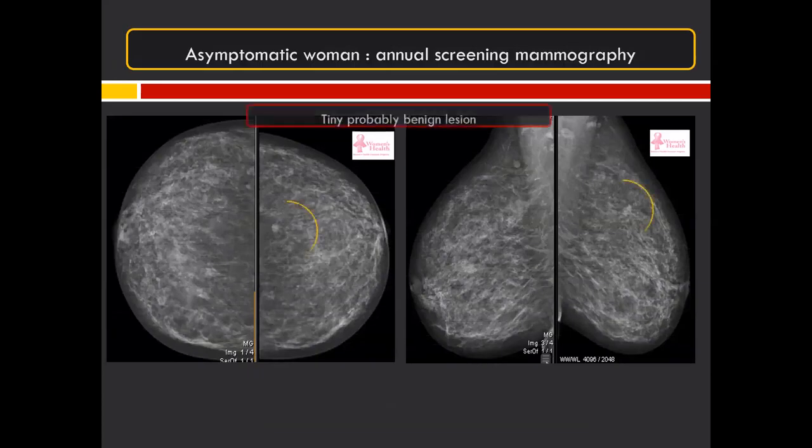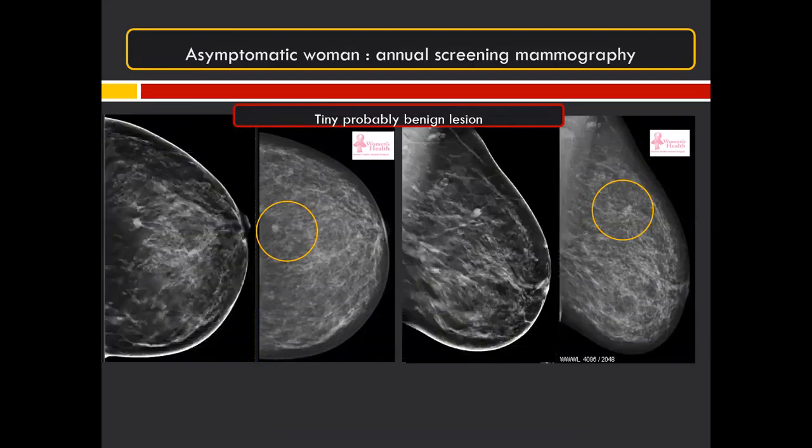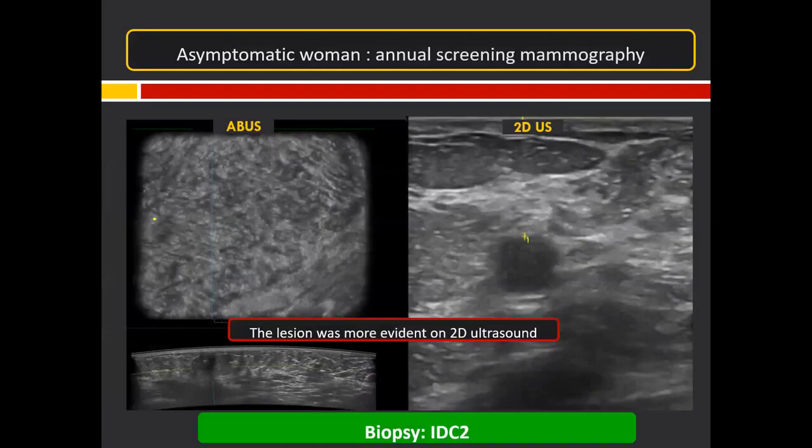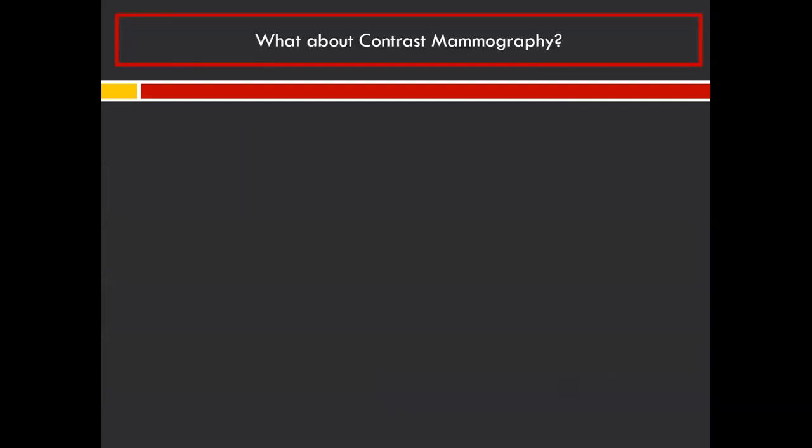This is another case. She had a very subtle lesion seen in the left breast, but it was again difficult to characterize on the mammography. This is how it appeared on the tomosynthesis with a speculated outline. And this is how it appeared on the ABUS and the 2D ultrasound, and it had a desmoplastic reaction with a finely speculated outline, and it was an invasive duct carcinoma.